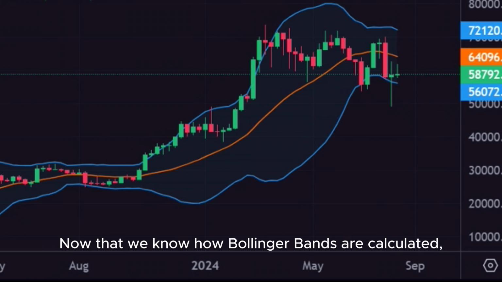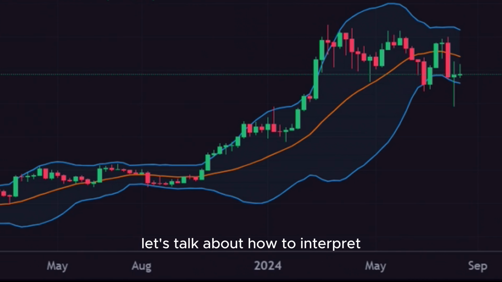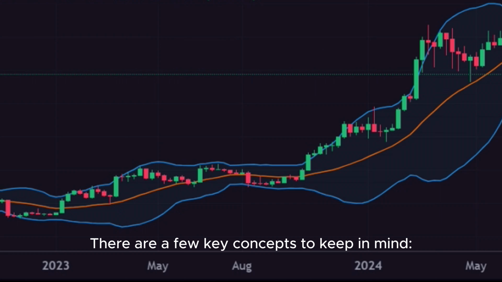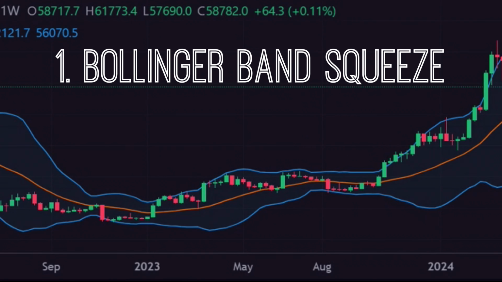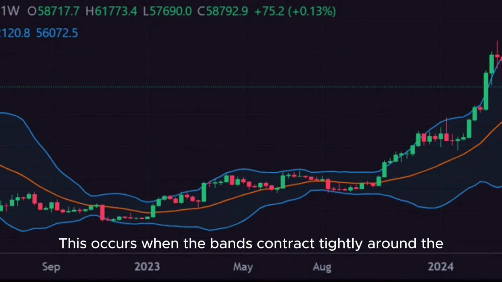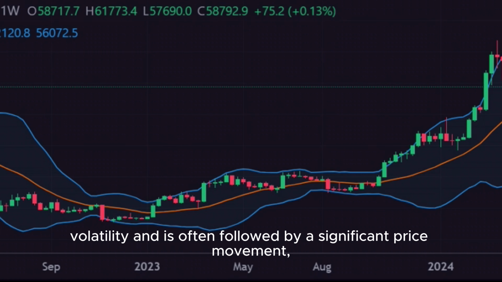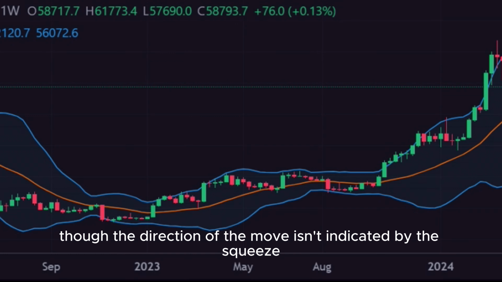Now that we know how Bollinger Bands are calculated, let's talk about how to interpret them. There are a few key concepts to keep in mind. 1. Bollinger Band squeeze. This occurs when the bands contract tightly around the price. A squeeze indicates a period of low volatility and is often followed by a significant price movement, though the direction of the move isn't indicated by the squeeze alone.